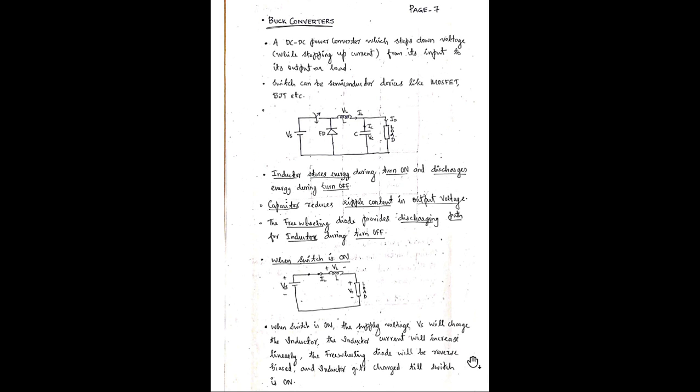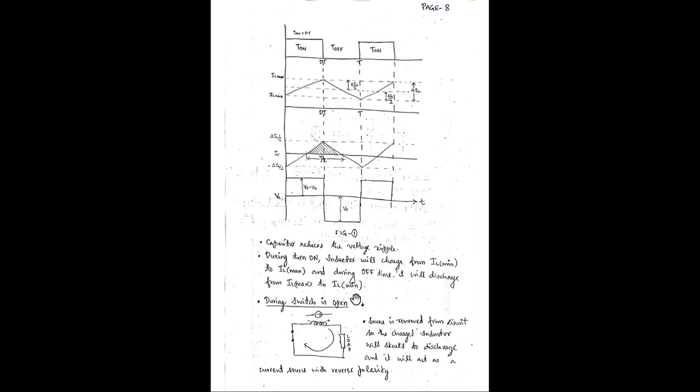Current will increase linearly. The freewheeling diode will be reverse biased. Here the freewheeling diode is there, it will be reverse biased, and the inductor gets charged till the switch is on. This is during when the switch is on. And the capacitor placed here will be reducing the ripple voltage.